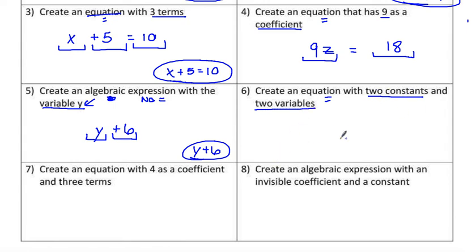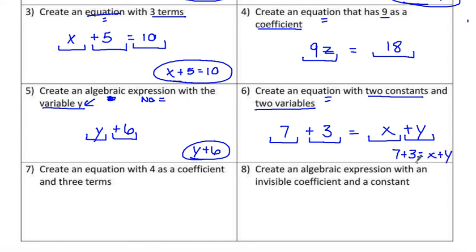Number 6 says create an equation, so an equal sign, with 2 constants and 2 variables. So because I need 2 constants, constants stand on their own, so I need 2 of those, 2 numbers that stand on their own, an equal sign, and then 2 variables. So if I fill in 2 constants, I'm going to say 7 and positive 3. And then I need 2 variables, so I'll say x plus y. So 7 plus 3 equals x plus y is what it would look like if it was all squished together.